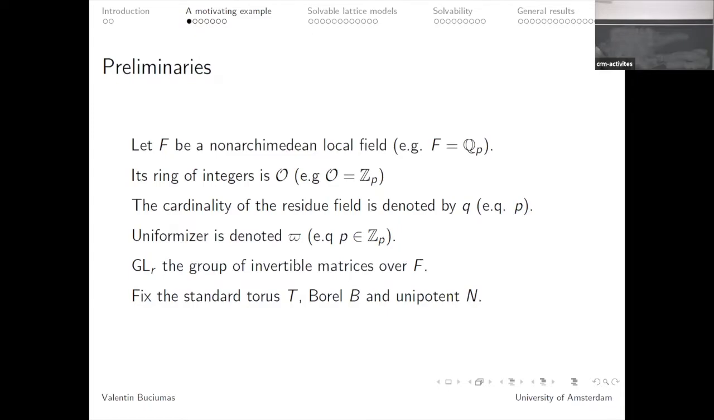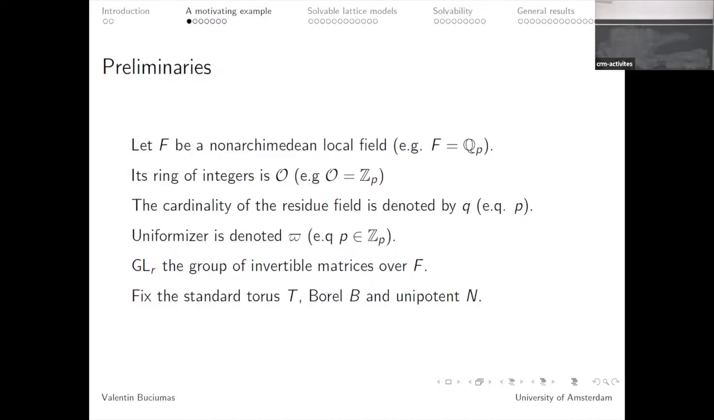So this is F. It has a ring of integers, which is Z_p. I will denote the cardinality of the residue field by q. So when I'm working with Q_p, q is just equal to p. And in general, q will be powers of p. And then I also need a uniformizer, which is an element in O. When I'm working with Z_p, that element will be just p as an element of Z_p.